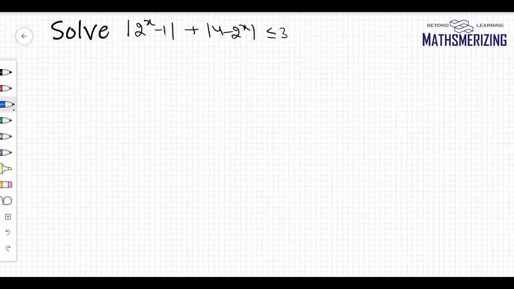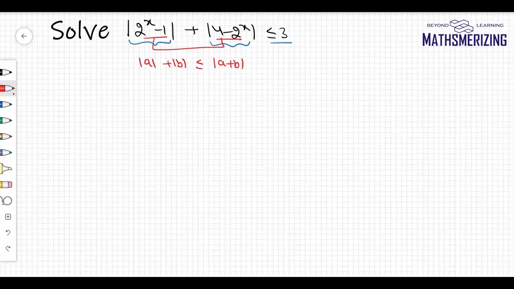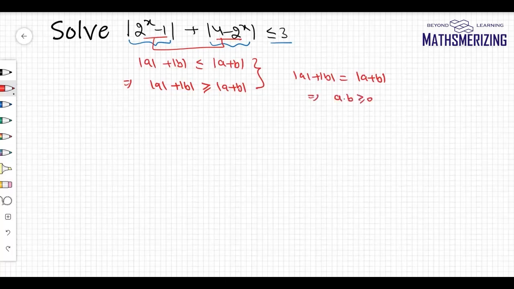Now the question is mod of 2 to the power x minus 1 plus 4 minus 2 to the power x is less than 3. Now what I see in this question is if I'm going to add these two, I'll get 3. So if I write this as mod of a and this as b, so right hand side is essentially a plus b and says mod a plus mod b should be less than mod of a plus b. But we know that mod of a plus mod of b is always greater than the mod of a plus b. So what we know is these two conditions can simultaneously be true only if mod of a plus mod of b is equal to mod of a plus b, in which case the condition I'll get is a into b should be greater than or equal to 0.